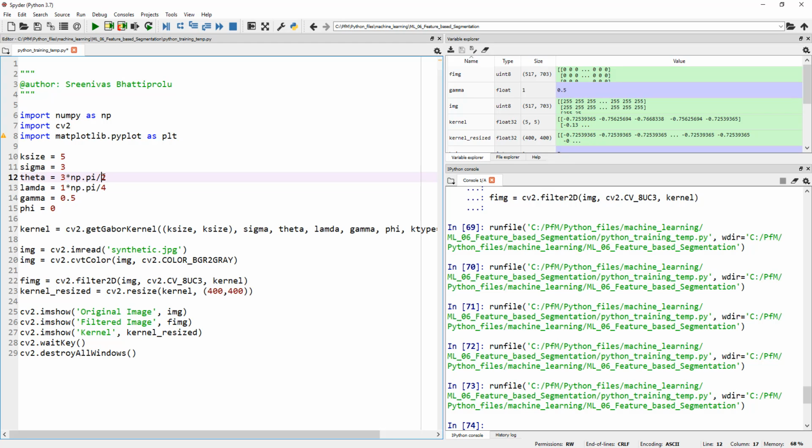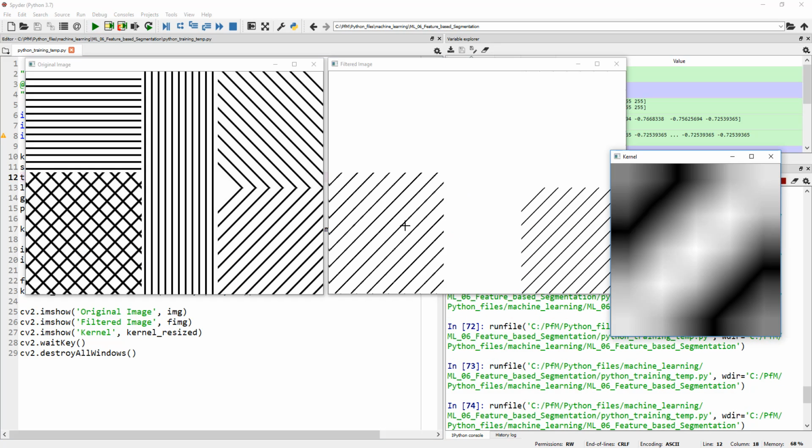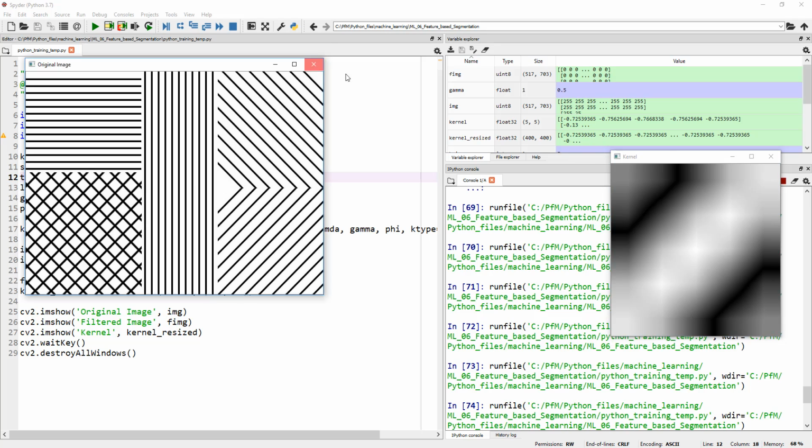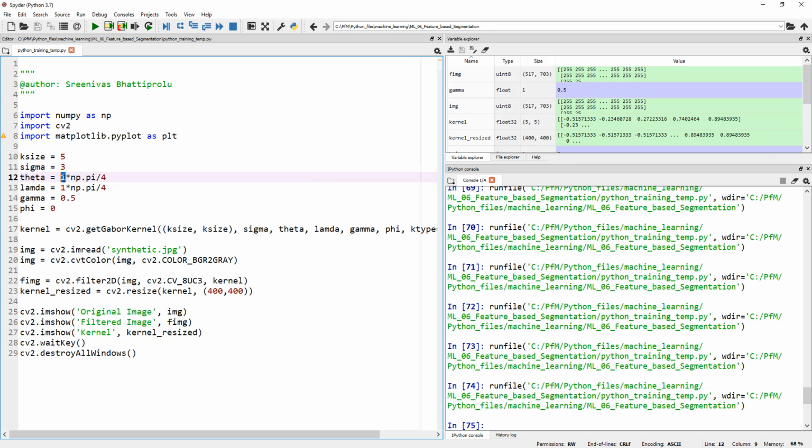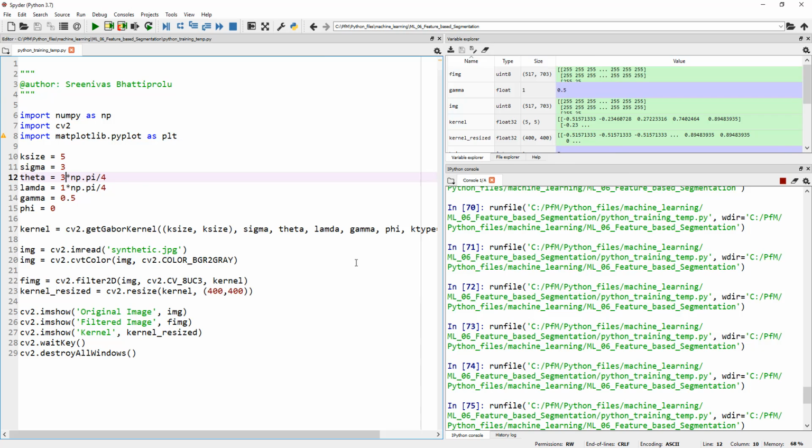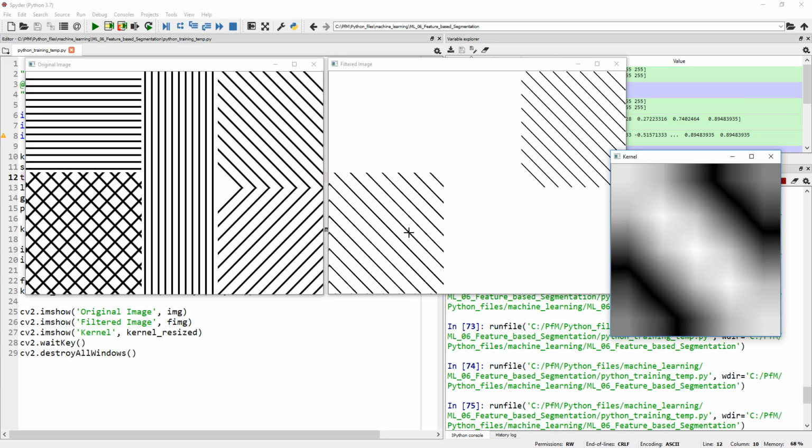So for 3 pi over 4, let's go back to 1 pi over 4 first, so you can see that we are only looking at these horizontal ones, right? 3 pi over 4 means this entire band is turned around by 90 degrees counterclockwise. So we should see only the ones in the other direction. So let's do that. 3 pi over 4, run it, and there you go. We are only seeing the ones in the other direction.